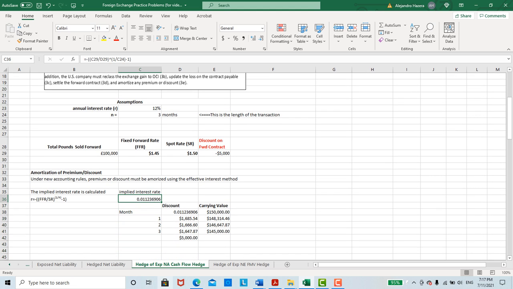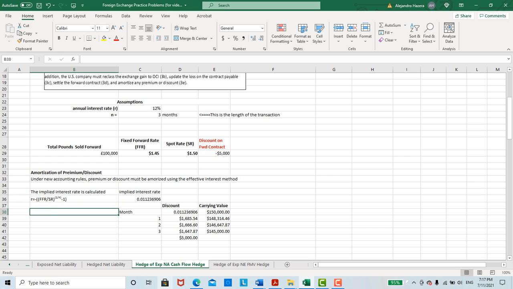And this formula is what I use to compute the discount. It's basically using the present value formula for an amount and solving it for the interest rate. But you'll notice that basically it's all those numbers right there, and the formula's right there, and I just use those numbers. So R is equal to negative times fixed forward rate divided by spot rate to the power of 1 divided by N, which is 3, I believe, let's see what we got here, C24, which is 3. There you go, so C24, minus 1, so I could do that right there.